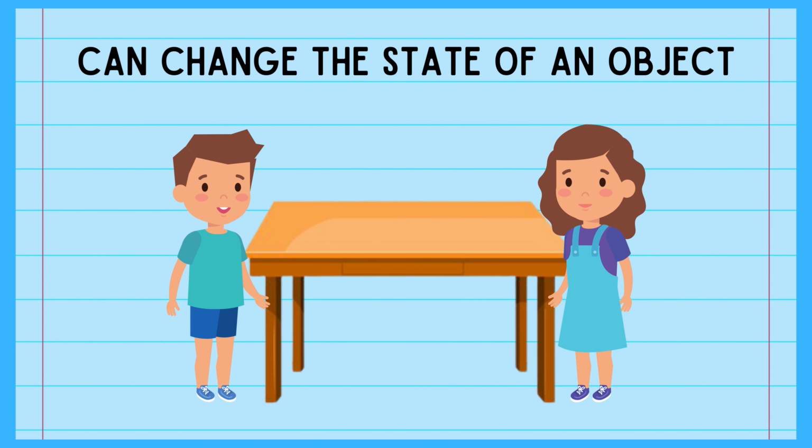Do you remember the examples we had seen in the previous video when John and Karina wanted to move the table? The table was at rest. John and Karina had to apply a certain force to make it move. Therefore, we can easily say that force can change the state of an object from rest to motion or vice versa.